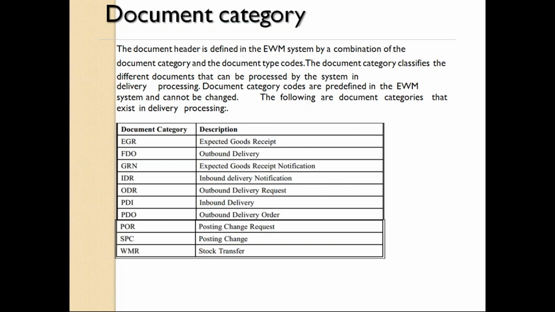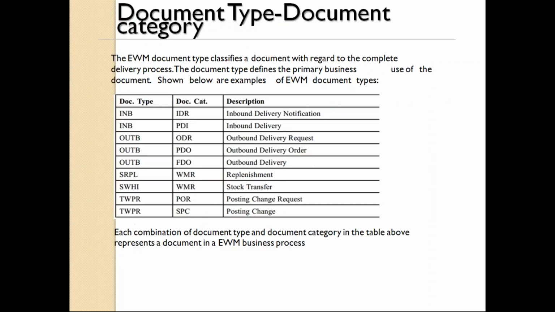We just use them to identify what kind of delivery it is, what kind of delivery document it is. At table level, definitely we need to know what kind of document we are referring to. So document category helps us in that case. Okay, so now let's come to the document type.